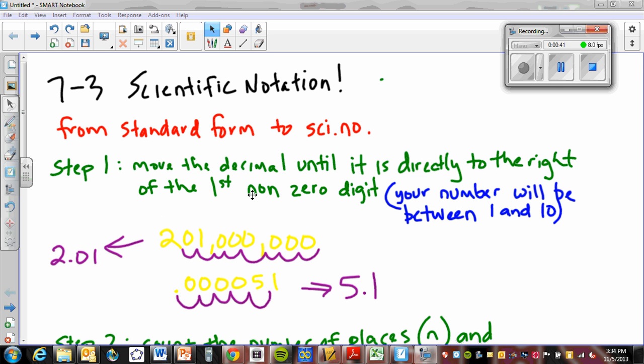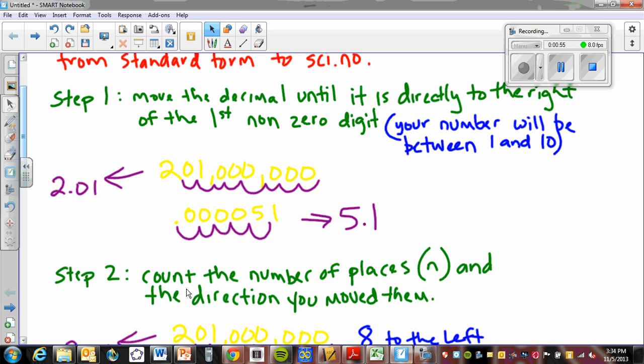Step 1, going from standard to scientific notation, move the decimal until it is directly to the right of the first non-zero digit. So your number will end up being between 1 and 10. In this case, move our decimal until we are here, 2.01, that's between 1 and 10. And if we have a decimal, we move it this way to where that's 5.1, a number between 1 and 10.